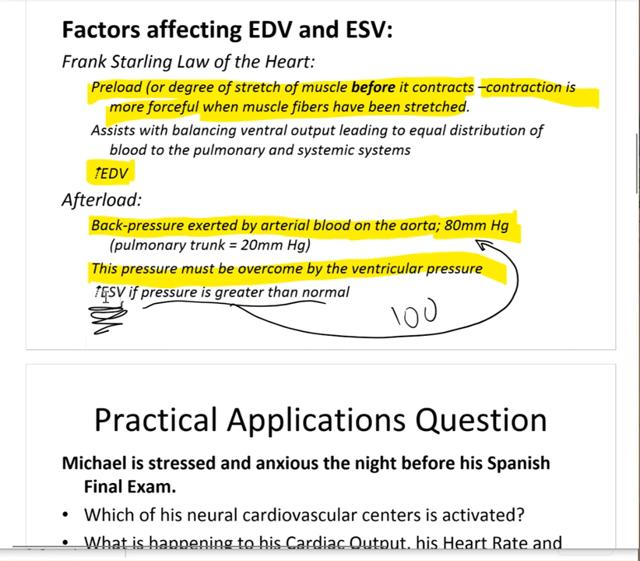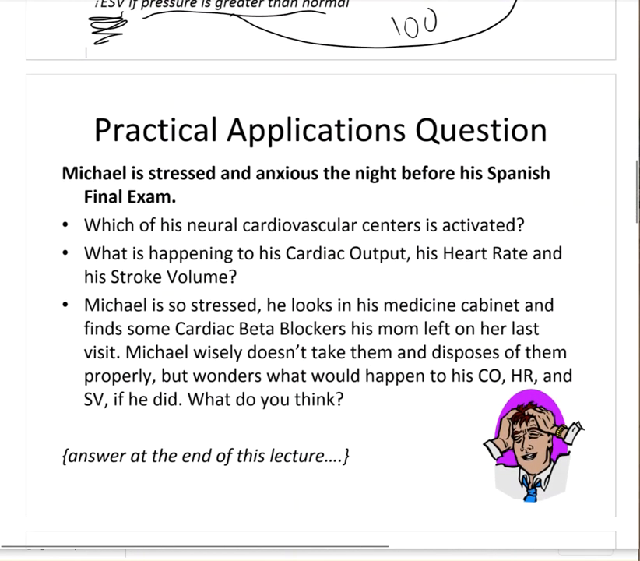Remember, if ESV goes up, stroke volume would go down and cardiac output would go down. And that means that your heart's not as efficient. So your high blood pressure could cause less heart efficiency. Your heart might have to work harder, and your heart may fail at some point. You may get into a heart failure.